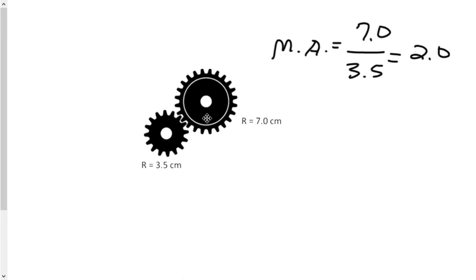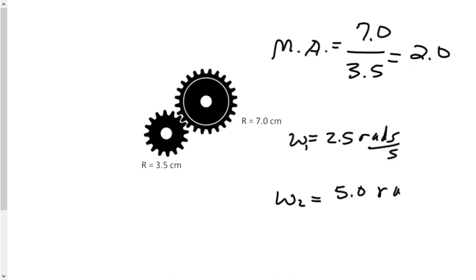What that means is if I'm spinning this gear here at an omega equal to 2.5 rads per second, this gear here, I'll call it W1, W2 has to be spinning twice as fast, so 5.0 rads per second. So it's a mechanical advantage because for every one rotation of this gear, we get twice the amount of rotations of this gear. But remember, you get nothing for free in physics.